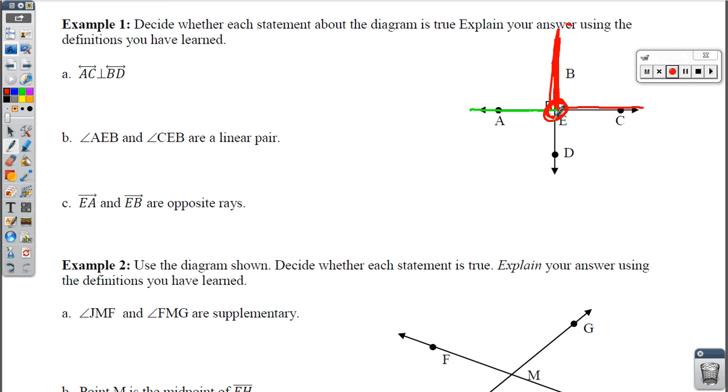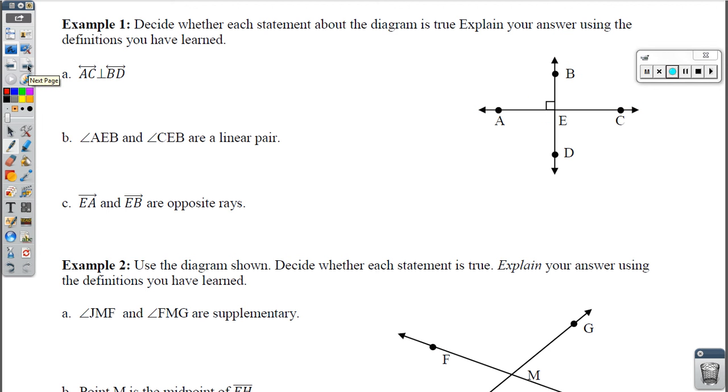So yes, they are adjacent angles, and they are supplementary as well. They add up to 180 degrees. If we look at the angle going from here all the way around to here, that is a 180-degree angle. So they are supplementary, and in order to be a linear pair, they need to be adjacent and supplementary. So yes, those angles are a linear pair.